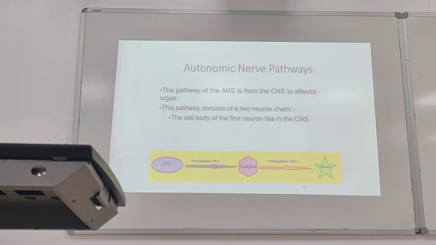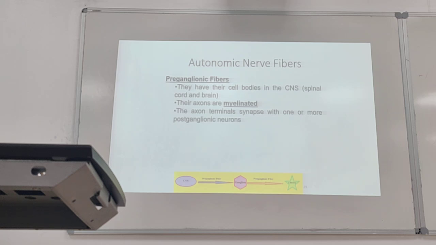The cell body of the first neuron lies in the central nervous system, here. The cell body of the second neuron lies in the ganglion. What is ganglion? It is a group of neurons located outside the central nervous system. Preganglionic fibers have cell bodies in the central nervous system, like spinal cord and the brain, craniosacral or thoracolumbar, as I told you. Their axons are myelinated.